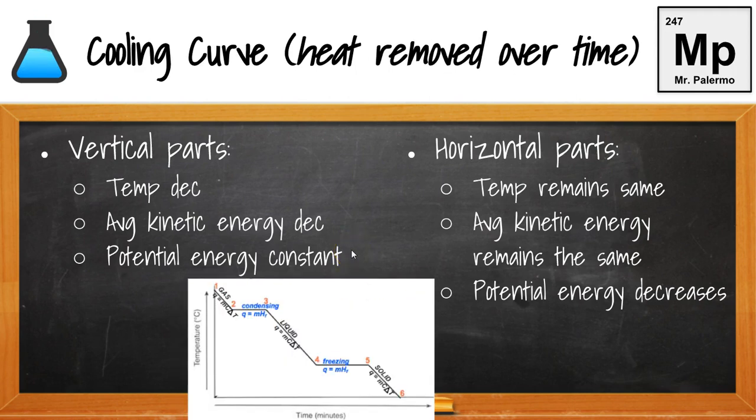On a cooling curve, which is essentially just the opposite, we're removing heat. For the vertical parts here, we have temperature decreasing, so average kinetic energy decreases, and potential energy remains constant. And all the phase changes, the horizontal parts, we have temperature remaining the same, average kinetic energy remains the same, therefore, and potential energy is decreasing.